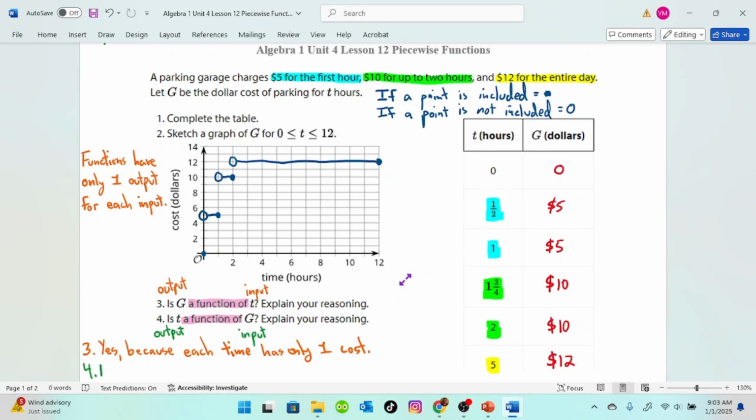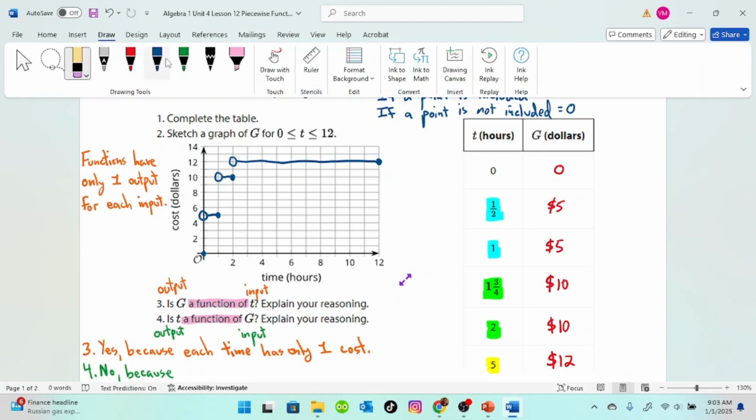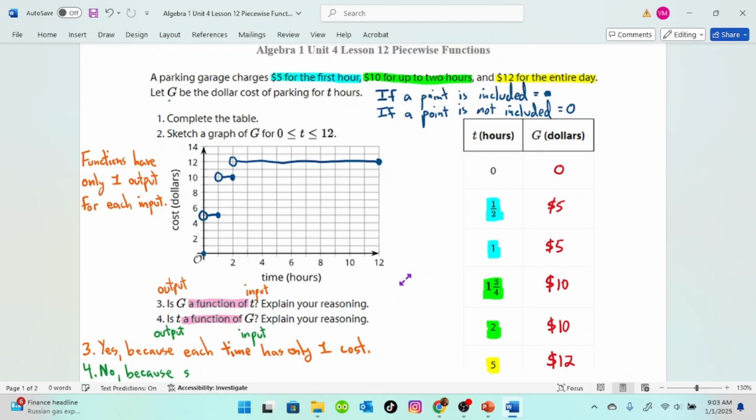So for number 4, we're going to say no, it's not a function, because some costs have more than one time.